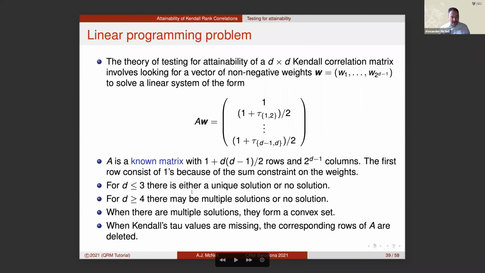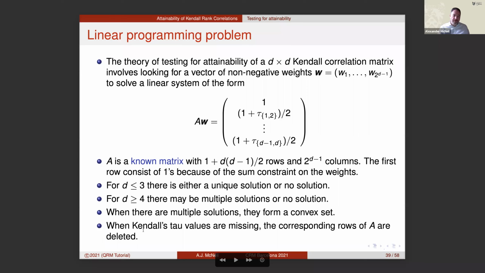So if you do the maths, then if d is less than or equal to 3, this is a full linear system. And there is either a unique positive solution or no solution. By no solution, I actually mean that the weights could be negative. So either there is a solution with positive weights and there will only be 1, or there's a solution with negative weights, which I call no solution because I want positive weights. So d less or equal to 3 is quite easy, but if d is greater or equal to 4, there will either be multiple solutions or no solution. There will be a set of possible solutions, so more than one weight vector. And when there are multiple solutions, they will also form a convex set, meaning that you can take linear combinations of them and they will still be in the set.